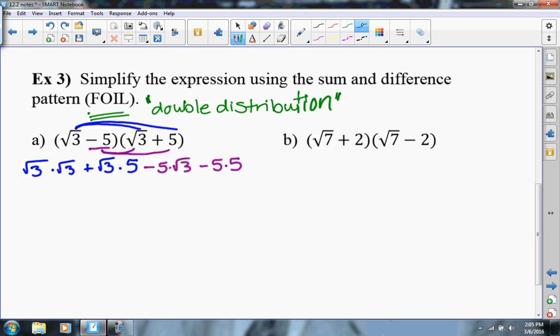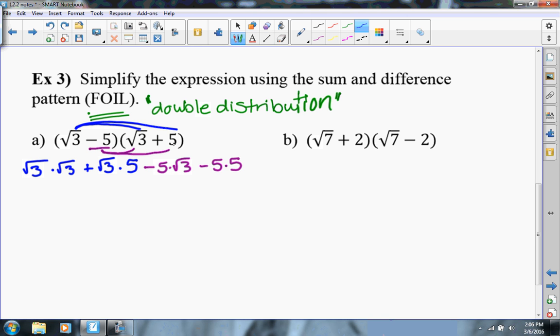So you can see that when I drew in those little rainbows, I did my first terms, the square root of 3 times the square root of 3, then my outer terms, the square root of 3 and the 5, then my inner terms, the negative 5 and the square root 3, and then the last terms, the negative 5 and the positive 5. So that's what the FOIL means, first, outer, inner, last. It's just following that rainbow pattern when you draw in those rainbows and do your double distribution.